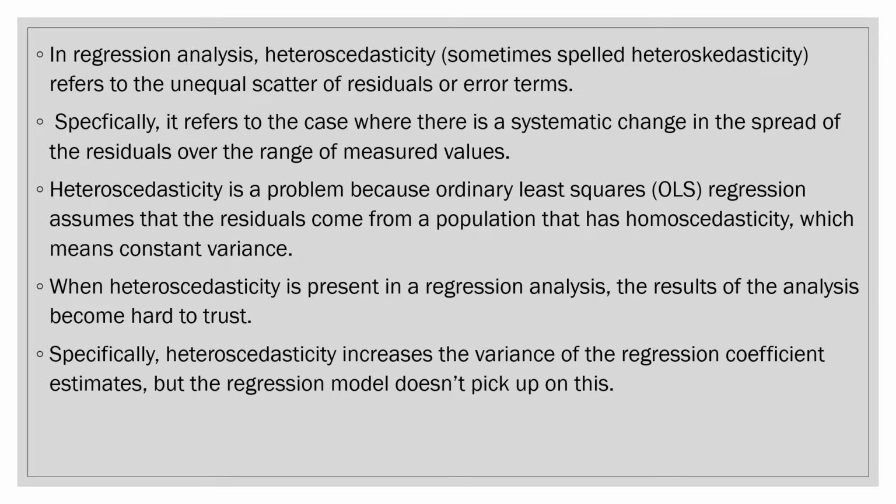Heteroscedasticity is a problem because Euler's regression assumes that the residuals come from a population that has homoscedasticity, which means a constant variance. Okay, so when heteroscedasticity is present in your regression analysis, you will be facing a lot of issues. We will be dealing with all these things in this video.